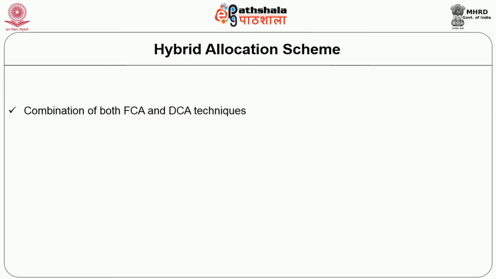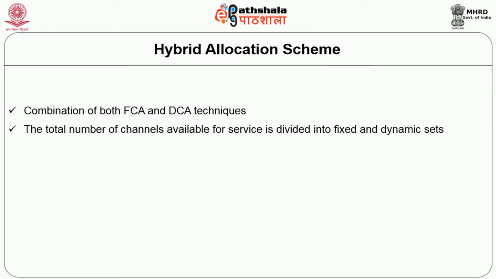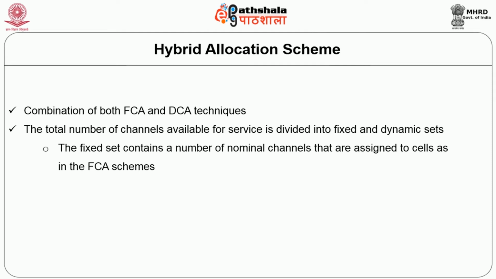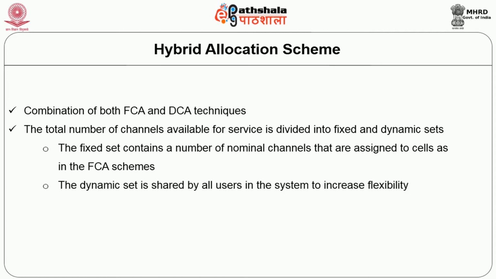It is a combination of both. In a hybrid channel allocation scheme, the number of channels available are divided into two sets, a fixed set and a dynamic set. That means it has utilized both the schemes. The fixed set consists of the channels that are assigned to the cells as in an FCA scheme, right? Whereas a dynamic set is shared by all the users in the system to increase the flexibility.